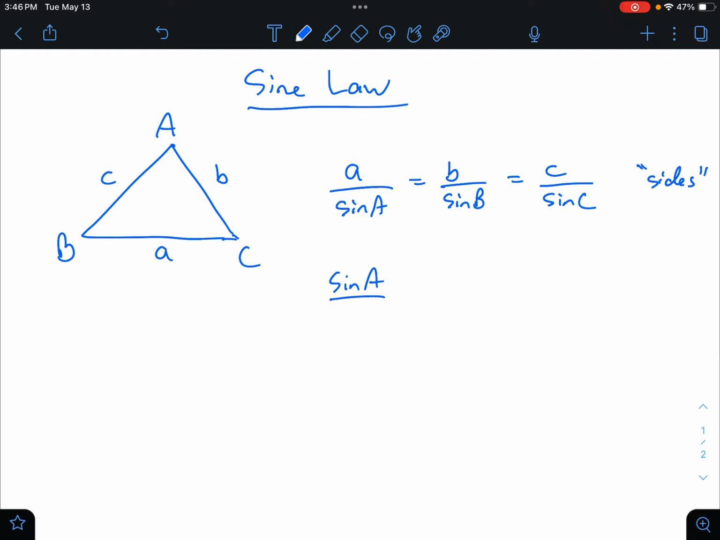There's an alternative version of the sine law, and it's basically the flipped version of it. It's sine A over a equals sine B over b equals sine C over c. This one is basically this flipped. It's the exact same formula. It's just been flipped upside down.